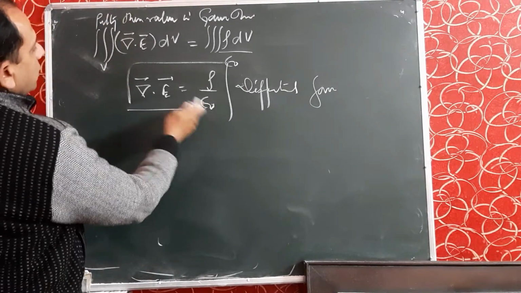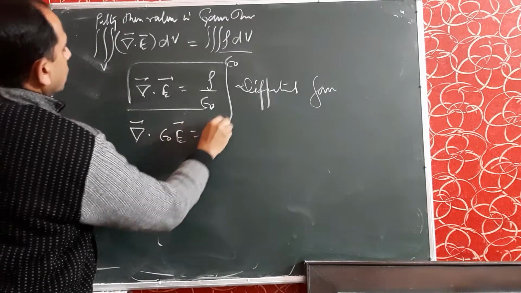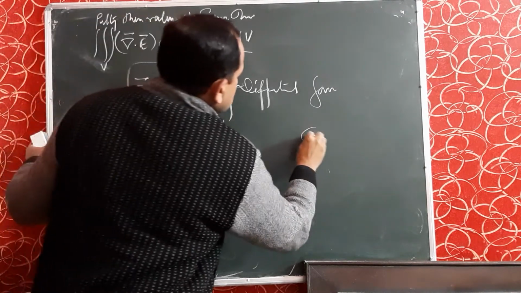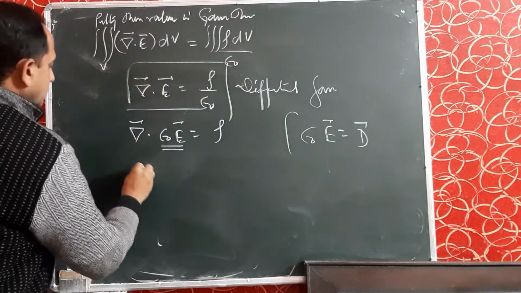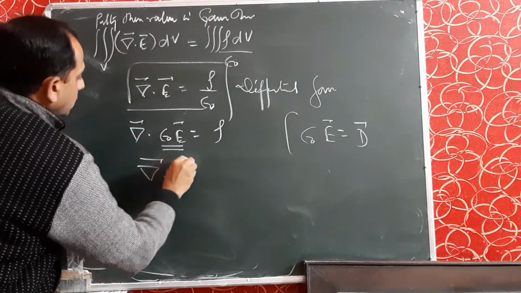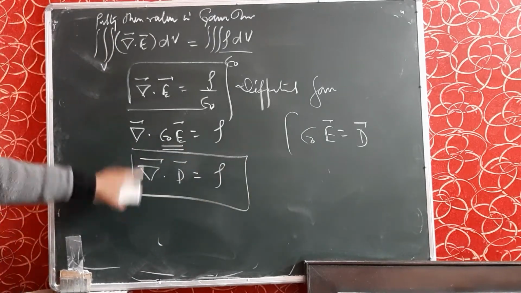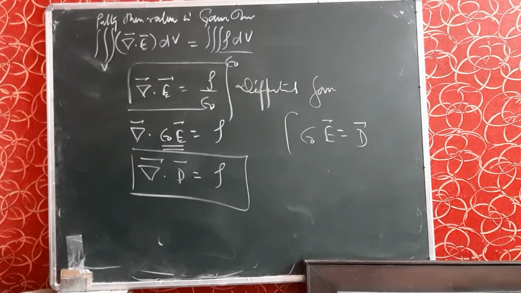If we multiply epsilon naught here, then it will become epsilon naught into E is equal to rho, and this epsilon naught into E is nothing, it is new vector D. So del dot D is equal to rho. So this is also Gauss theorem, and the simple form you have already studied, that E dot ds integral is equal to Q upon epsilon naught. So these are three different forms of Gauss theorem. So this is a new formula.